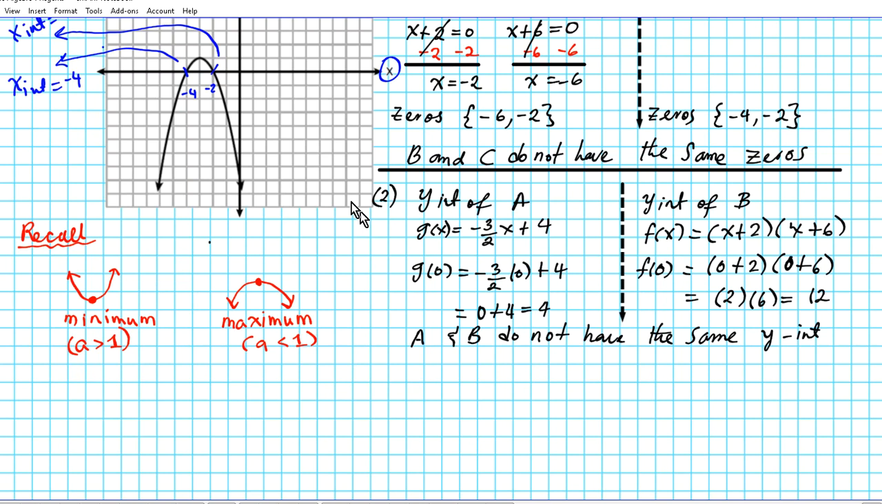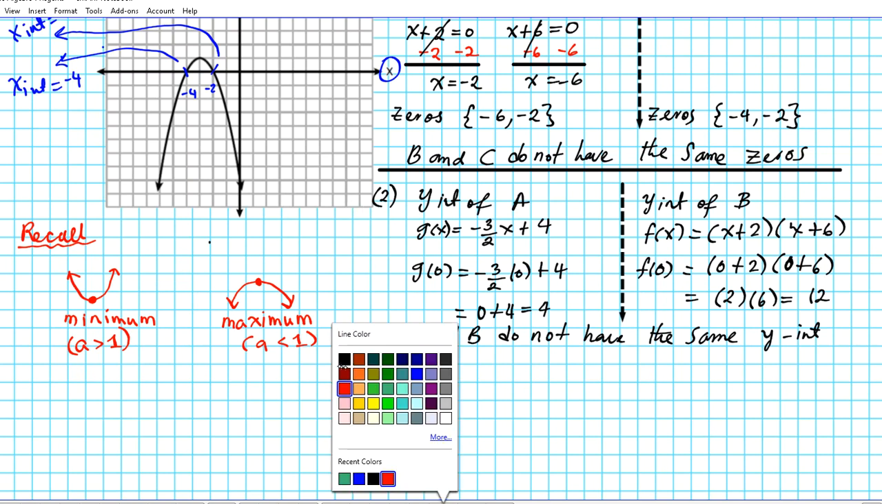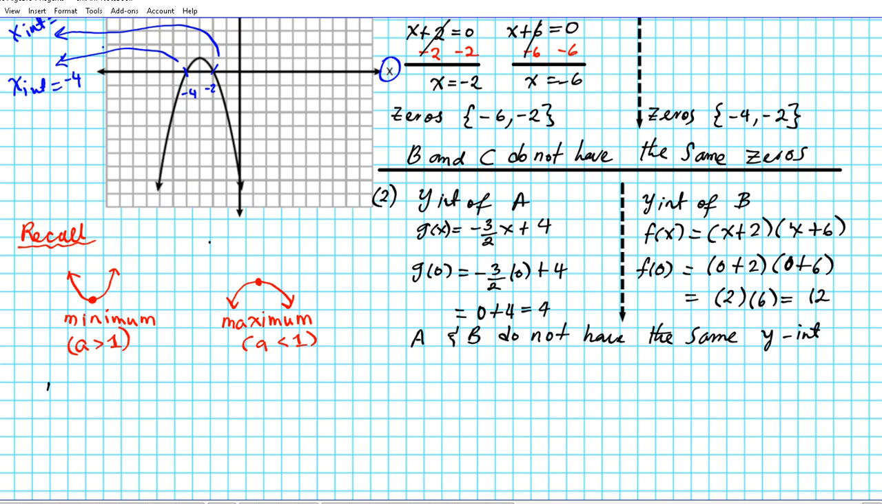Let us start with B. For function B, we have f of x equals x plus 2 times x plus 6. Now the question is, when you graph this parabola, is it going to be happy or sad? There are two ways you can do this. You can either graph it with your calculator and see what the opening is, or you can just think about what the sign of the leading coefficient is.